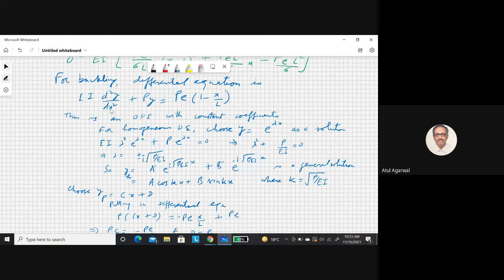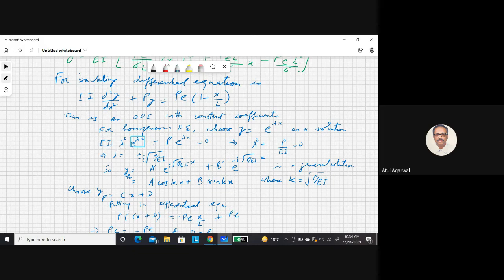You have done ordinary differential equations in first year. Yes, sir. So these are constant coefficients. P is a constant, EI is a constant. So first we solve the homogeneous differential equation, meaning right hand side we take as 0. Choose y is equal to e^(lambda x) as the solution. This is the way we handle ODE with constant coefficients. If you just put it, dy by dx is lambda into e^(lambda x), the second derivative is lambda squared e^(lambda x).